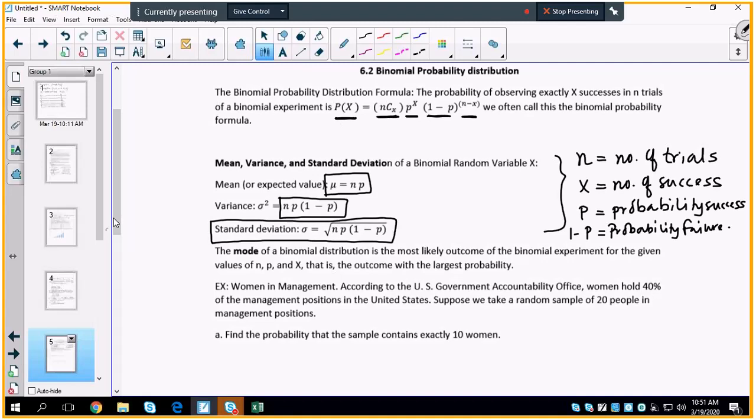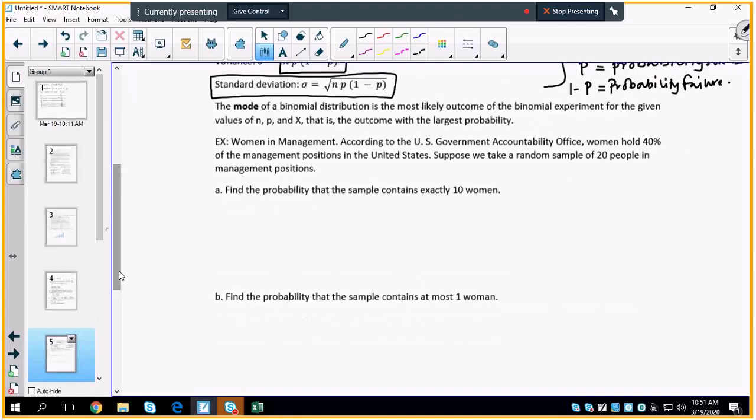The mode of a binomial probability distribution is the most likely outcome of the binomial experiment for the given values of n, p and x. That is the outcome with the largest probability. So this is exactly like the concept of mode that we have studied when we did data distribution. So let's start talking about problems.